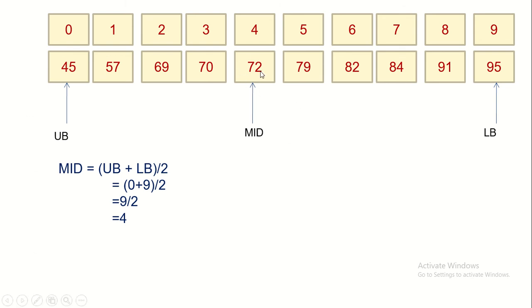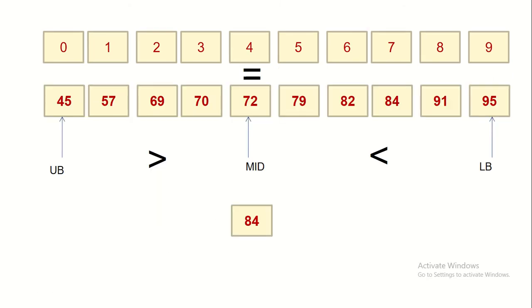Now this 72 has to be compared with the number to be searched. First input was the array elements, the second input is the number to be searched. Now the number to be searched is 84. After finding the middle element, I have to do the comparison. If the middle element is less than the number to be searched, then we conclude that the element is in the lower bound.